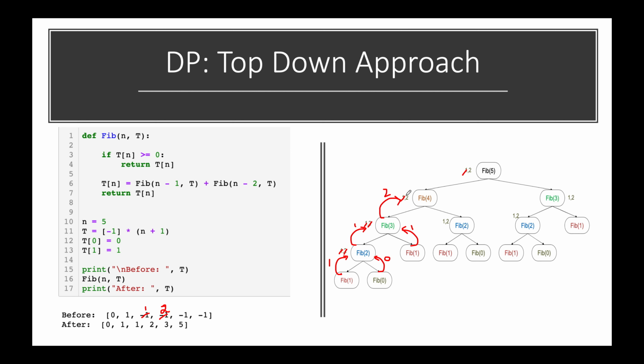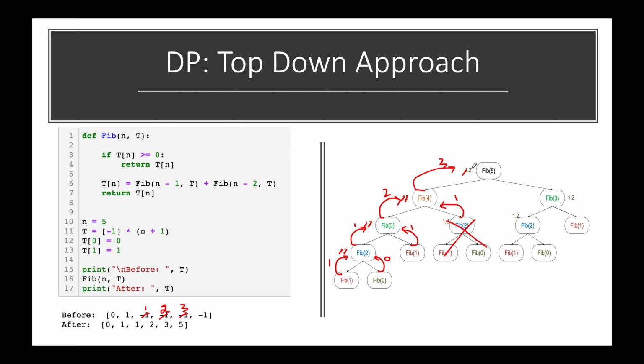Now see what happens. It will make the second call and it will call fib of 2. It will check, is t of n, t of 2 greater than 0? T of 2 is greater than 0. It's 1. Send the result. Add the result to the table and send the result, which is 3. You can see that this whole call is not made.